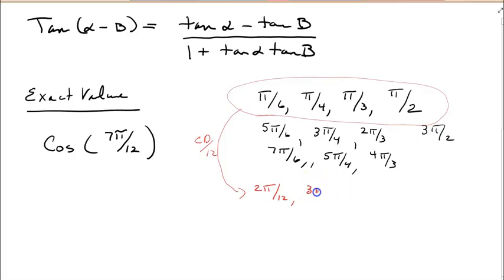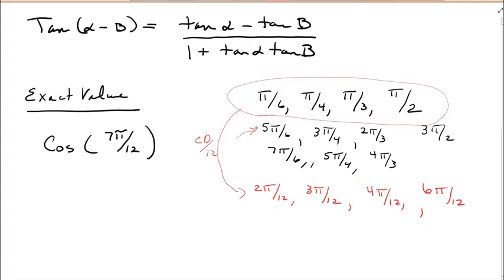Pi over 4 becomes 3 pi over 12, right? Because 3/12 reduced to 1/4. Pi over 3 becomes 4 pi over 12, and that becomes 6 pi over 12. Okay, so I look at these variations of pi over 6, pi over 4, pi over 3, pi over 2, and I look at them and say, hey, do any of them either give me a sum or difference of 7 pi over 12? Now clearly they do, you got your 3 pi and 4 pi, but if they don't, you can then go to this next set and put them over 12.